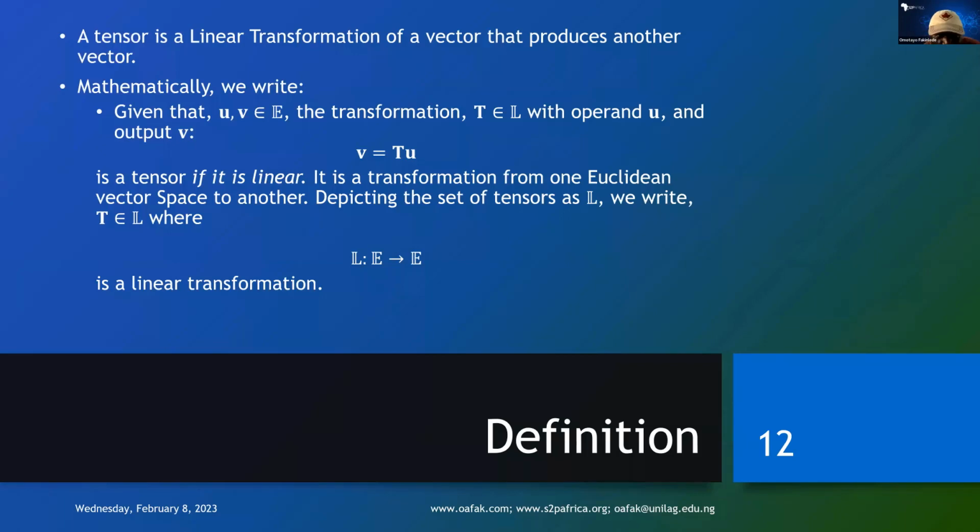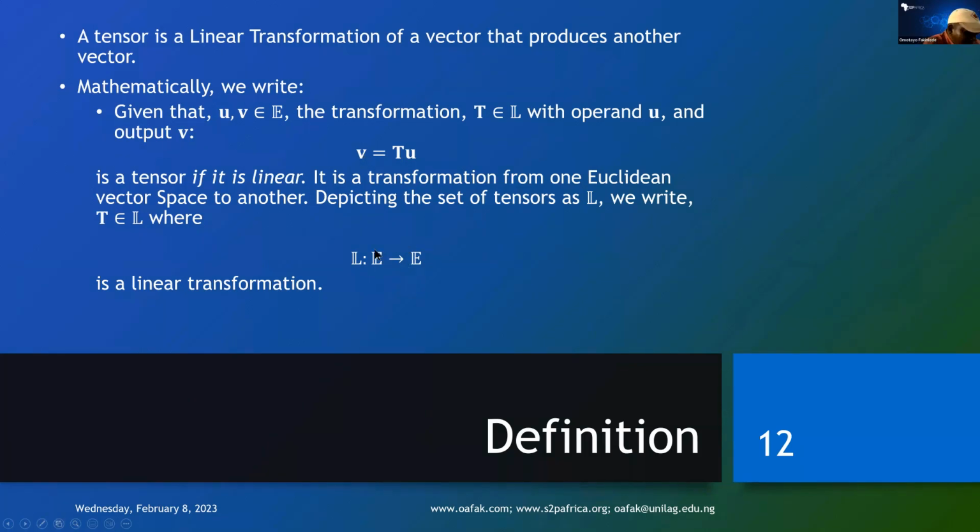It is the transformation from one Euclidean vector space to another. Depicting the set of tensors as L, we can also write it this way, that the set of tensors is such that it picks something from the Euclidean vector space and creates another member of the Euclidean vector space. So it is transforming from the Euclidean vector space E to E, because u is a member of this space, and v, which is the transformed vector, is also a member of this space.